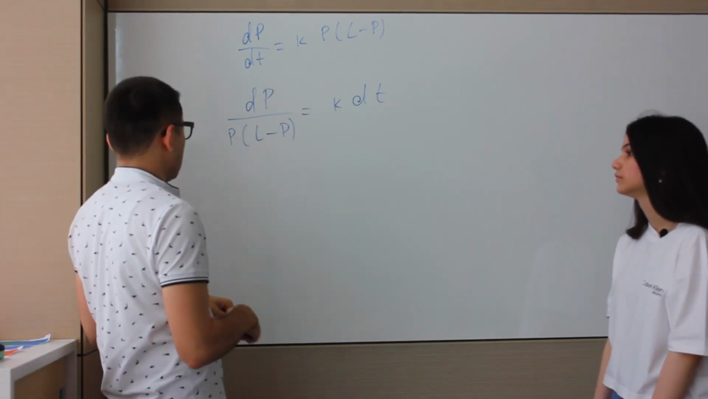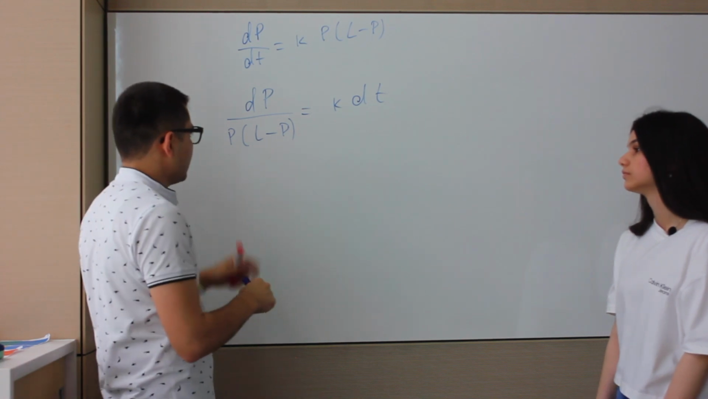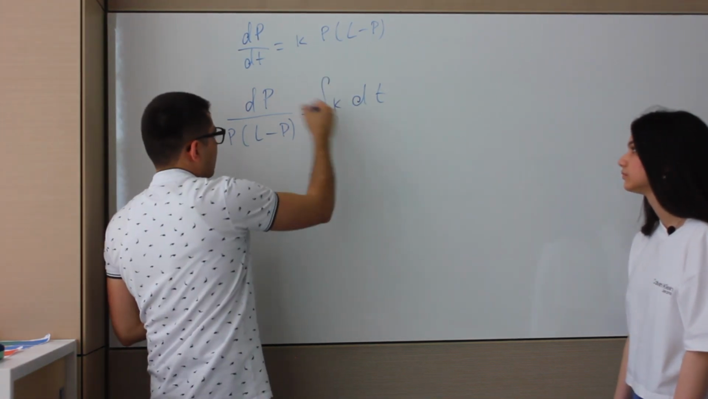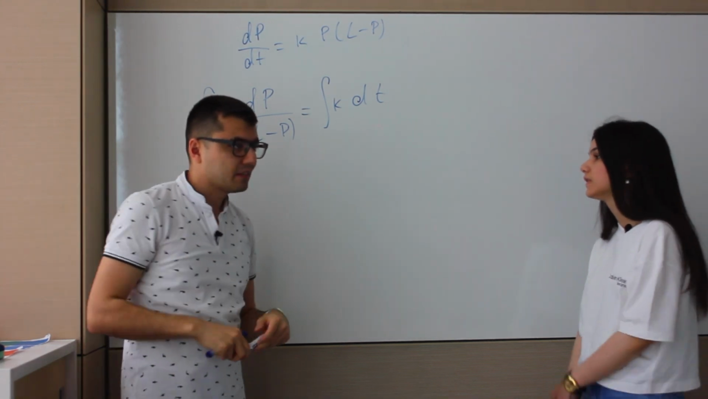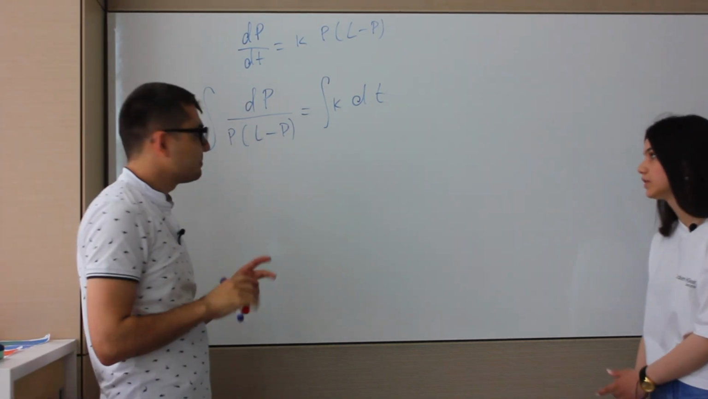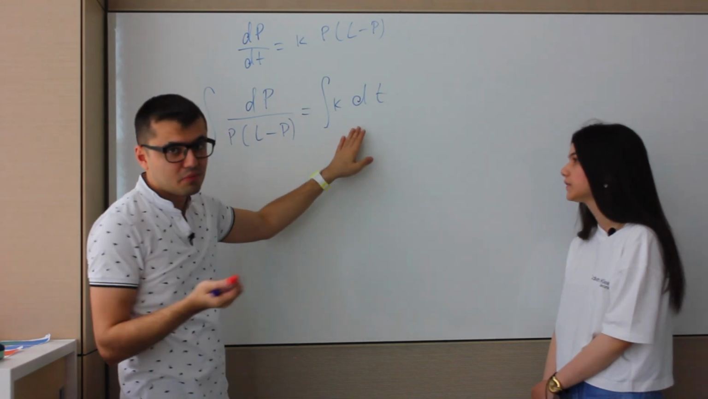So here we are. And now we can integrate both sides. With the right-hand side, it's quite simple. We can integrate it very simply, since k is just a number.